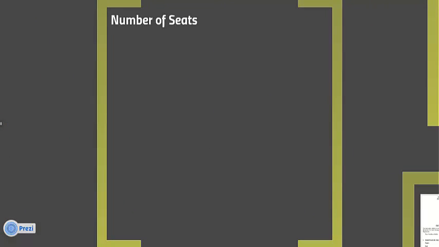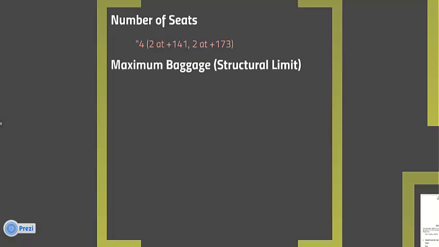Number of seats. The number of seats and their arms are given in such terms as 4, 2 at +141, 2 at +173. Maximum baggage or structural limit. This is given as 500 pounds at +75 nose compartment, 655 pounds at +212 aft area of cabin.